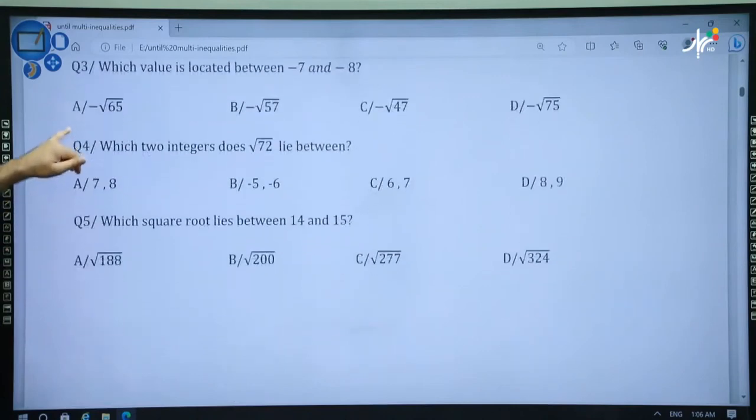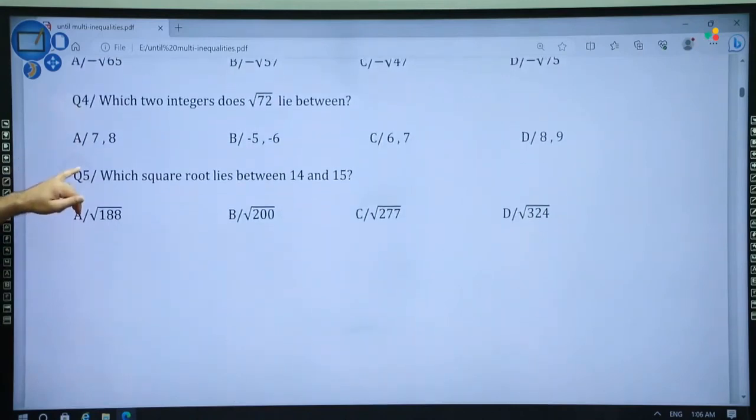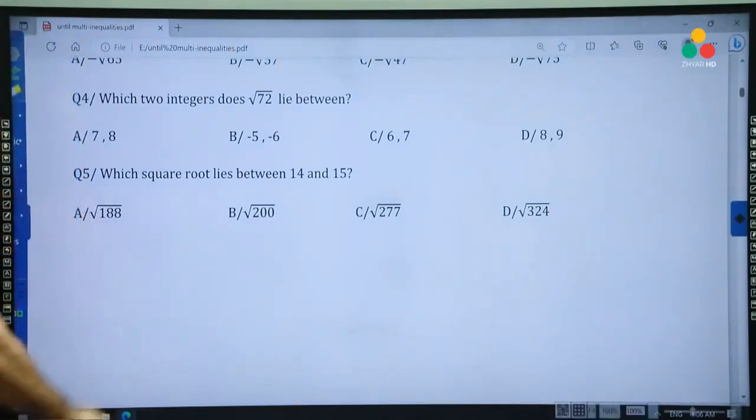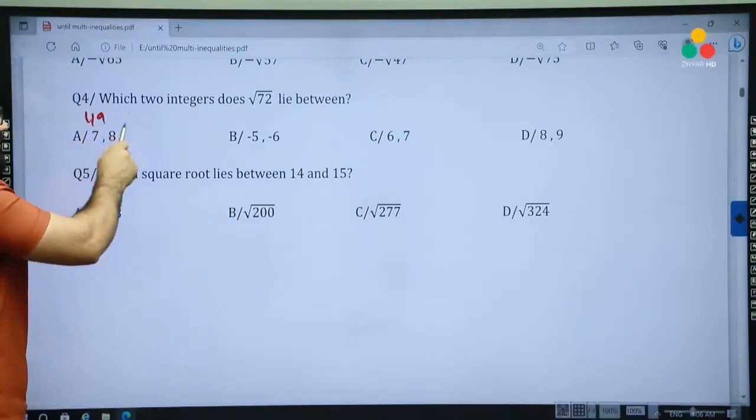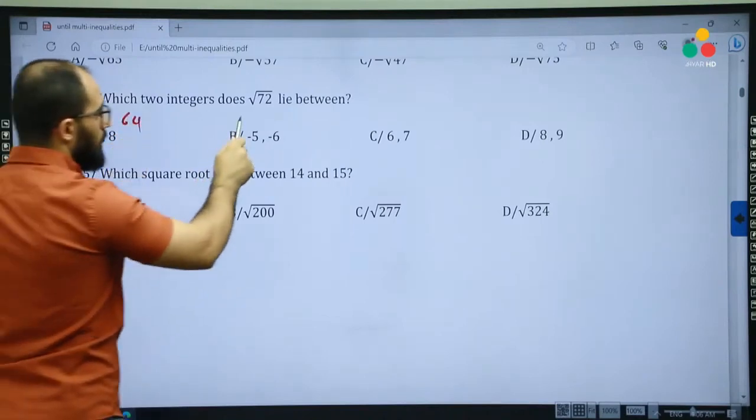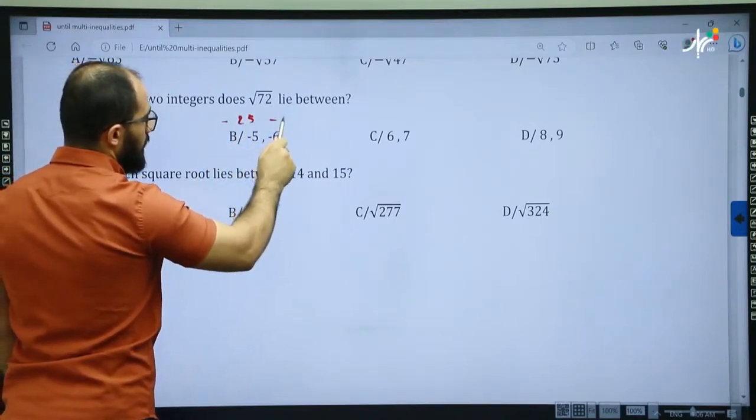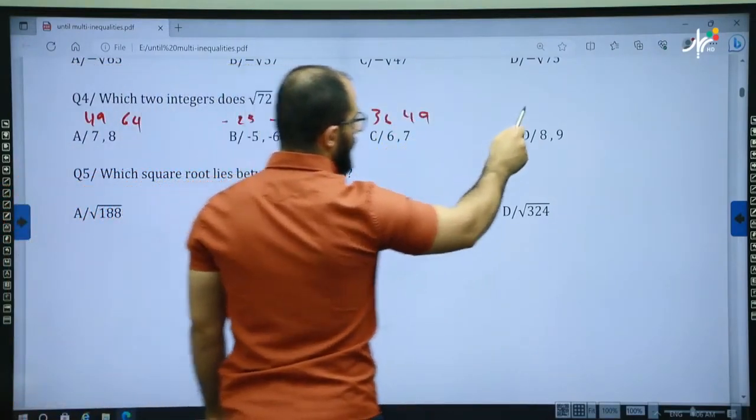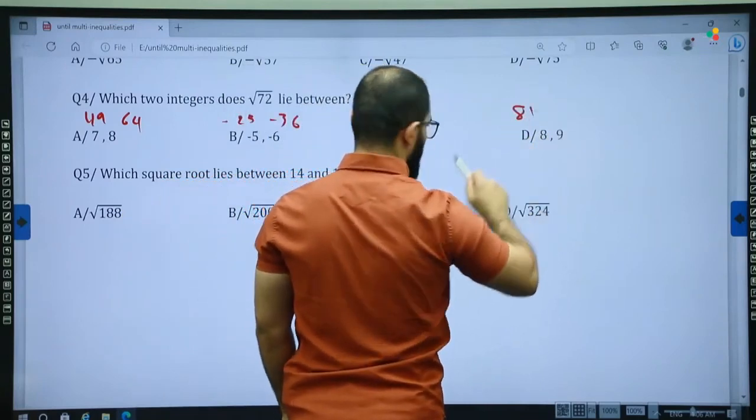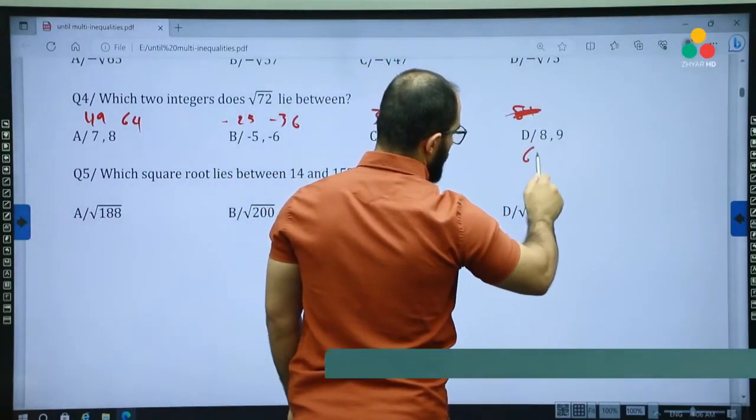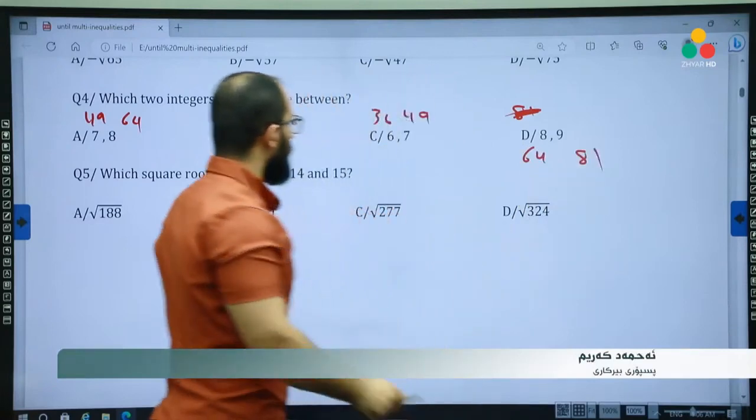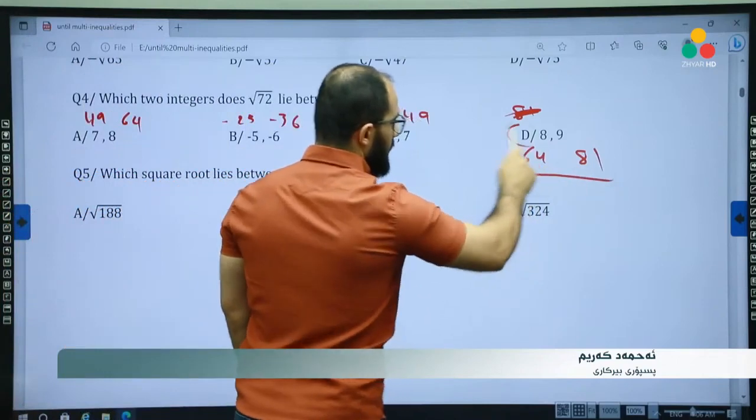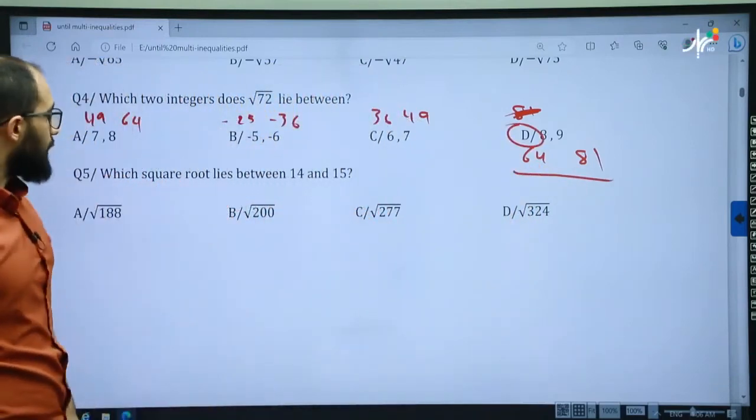Question 4, which two integers does 72 lie between? So here, 49, 64, 25, 36, 36, 49, 81 and, sorry, 64, 64 and 81. So 72 is located between 64 and 81. D is the correct answer.